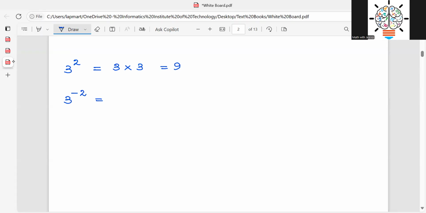How are we going to do that? We get the reciprocal. How? 3 to the power negative 2 over 1, and I get the reciprocal, 1 over 3 to the power of positive 2. When you get the reciprocal, that negative 2 index becomes positive 2. Now I know what to do: 1 divided by 3 times 3 equals 1 over 9.